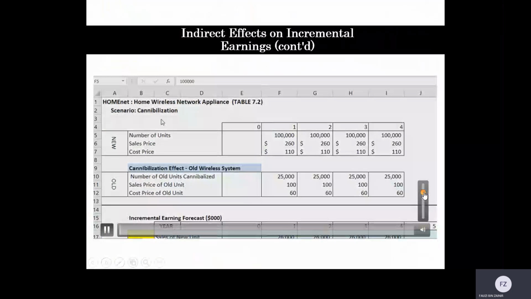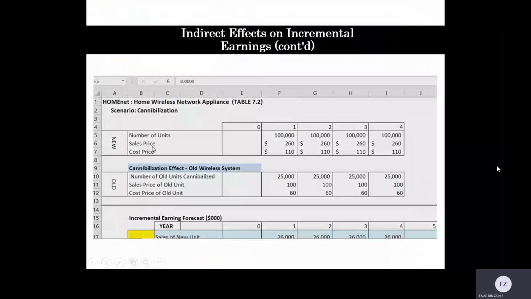So let's turn to the cannibalization effect. What we have here is based on the Excel spreadsheet under the tab Cannibal. I've already developed the spreadsheet that resembles the one that is in the book. So if you were to look here, you have the new units, and this is the old units of the wireless system.